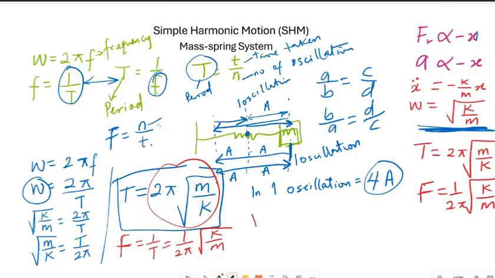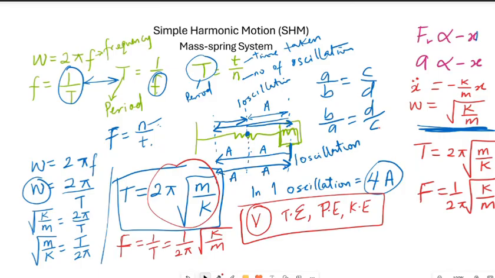Let us now find the formula for velocity, and then we find our energy: the total energy, the potential energy, and our kinetic energy. Those are the 4 things that remain that we are going to derive formulas for now. And then we learn how to use all the formulas listed at the right hand side.